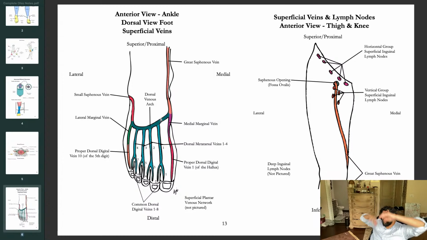The dorsal venous arch divides into 4 veins, the common dorsal metatarsal veins. You can call them dorsal metatarsal veins 1 through 4, 1 being most medial, 4 being most lateral. These dorsal metatarsal veins divide into proper dorsal digital veins, 1 through 8. For example, proper dorsal veins 1 and 2 are seen right there.